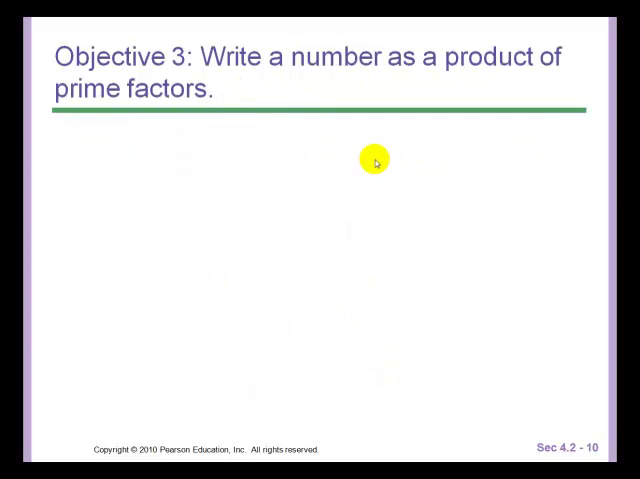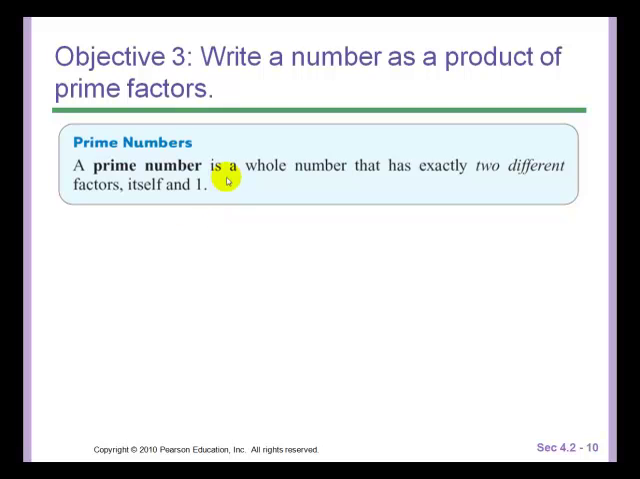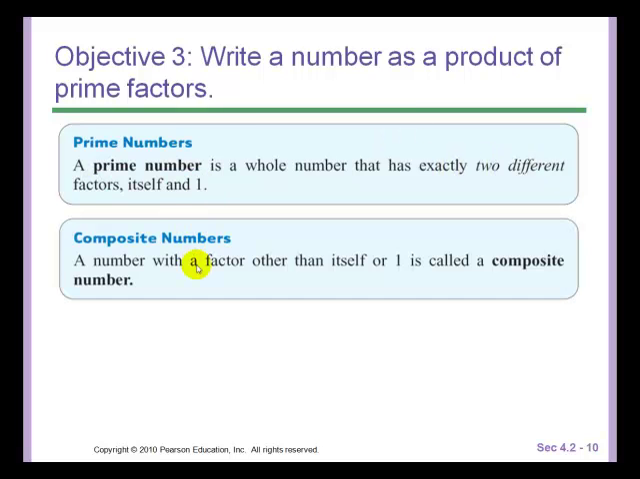Now we'll talk about some specific kinds of numbers. The first kind of number are prime numbers. A prime number is a whole number that has exactly 2 different factors: itself and 1. A composite number is a number with a factor other than itself or 1.